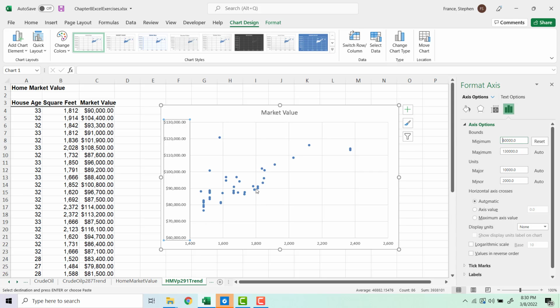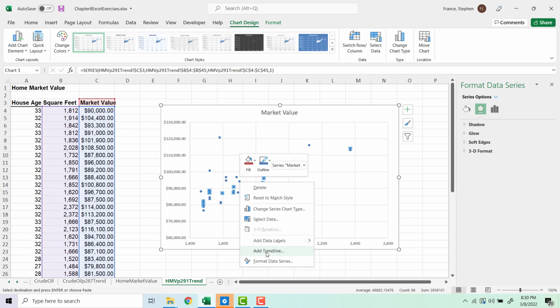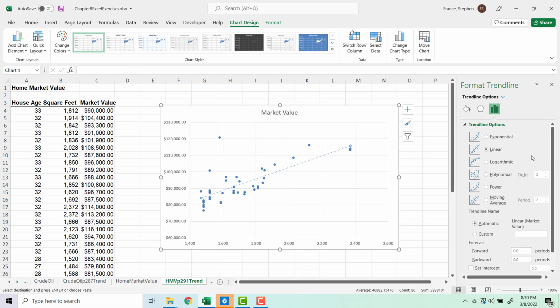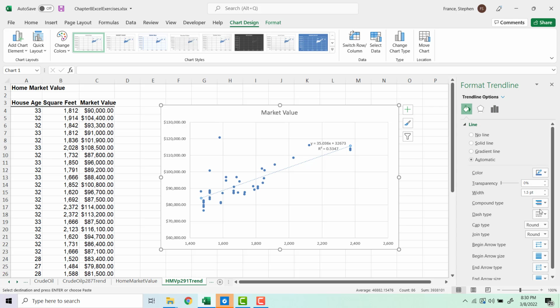So here we are. We see generally as houses get bigger, they're worth more. Kind of common sense, but not a perfect relationship. We're going to fit a linear trend line. So select the series, right-click, add trend line, linear, display equation on chart, display R squared value. And again, let's make it a different color to the data.